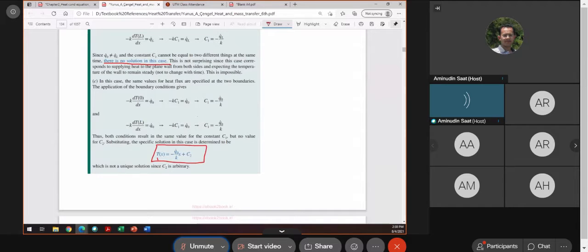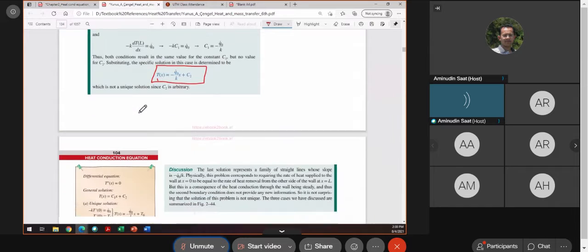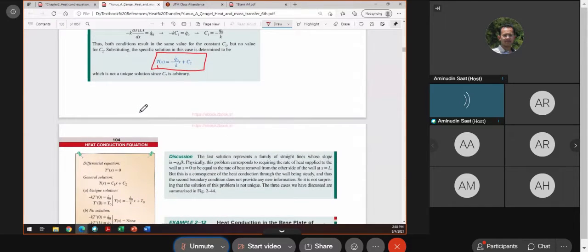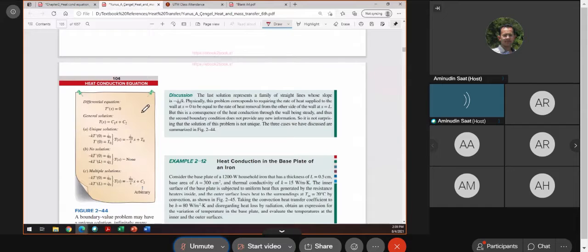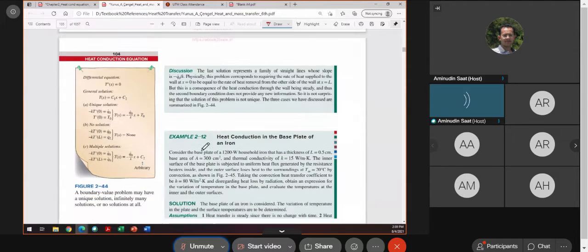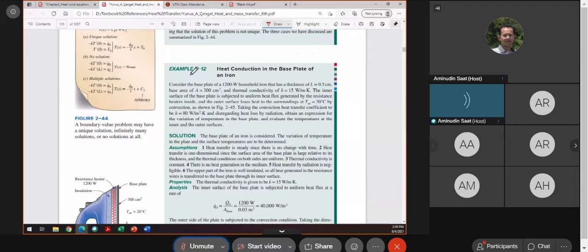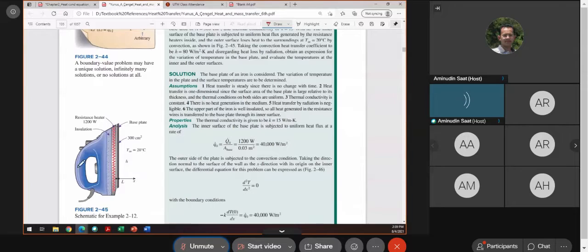So you need to find the right boundary condition for a particular heat transfer problem. This is another example that I ask you to read through, try, or understand. Example 2-12 is heat conduction in the base plate of an electric iron system.